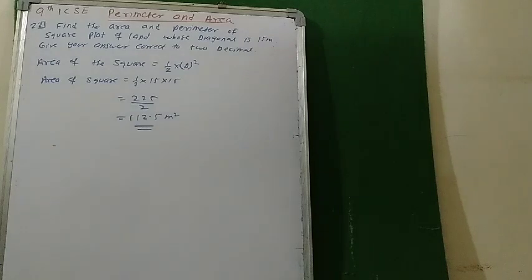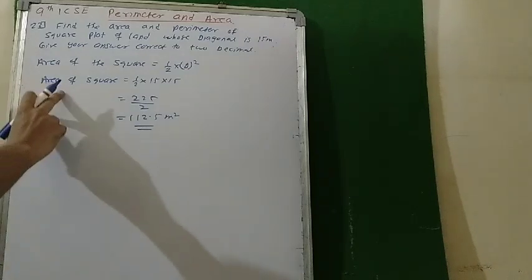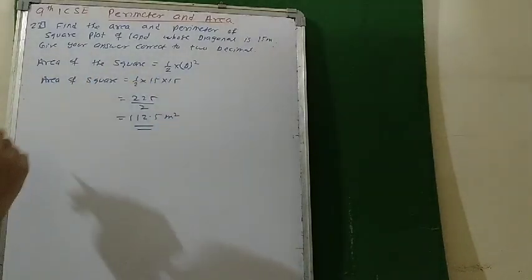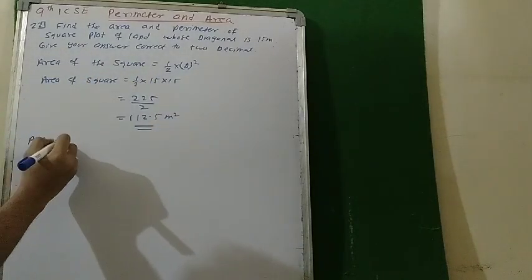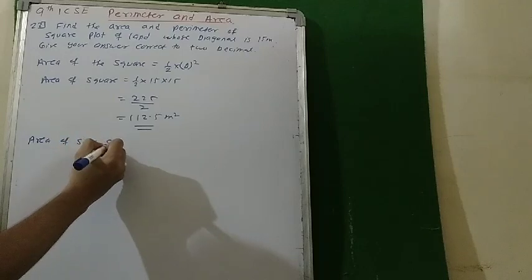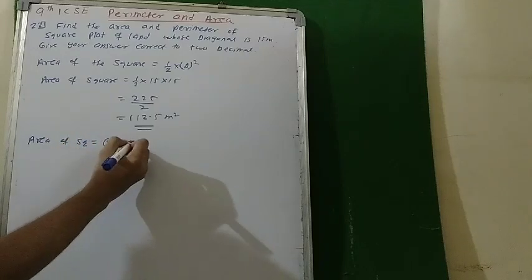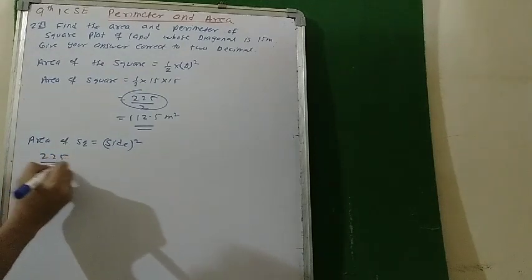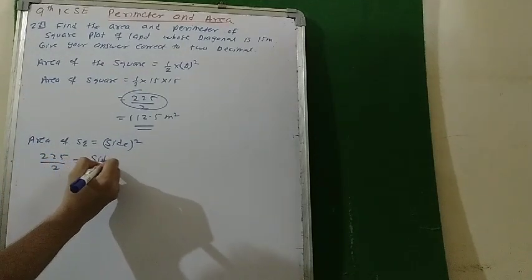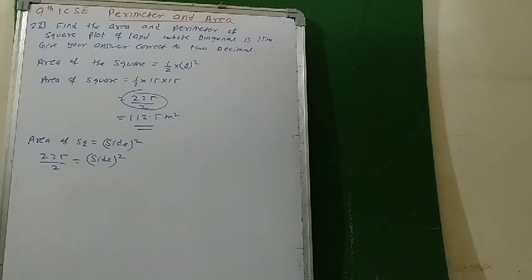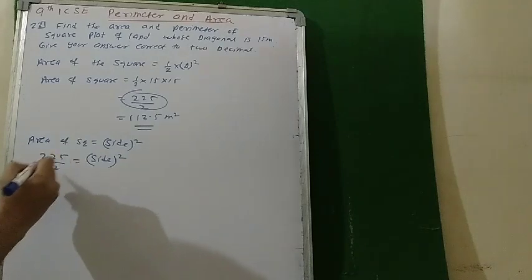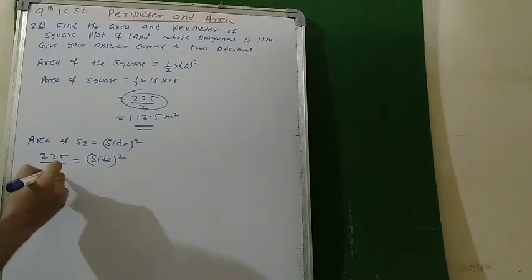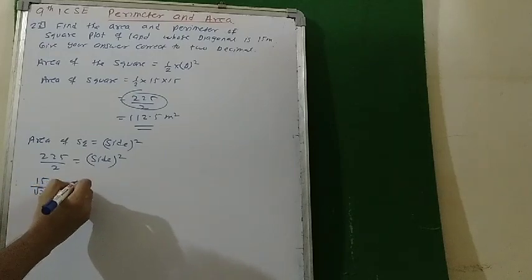Now to find the perimeter, see, area of the square is also half into d1 into d2, as well as area of a square is equal to side square. What is the area of the square? Can I use this? Yes, 225 upon 2 is equal to side square. Taking square root, what is the square root of 225? It is 15. What is the square root of 2? It is root 2. Yes, we have already seen this in the first chapter.